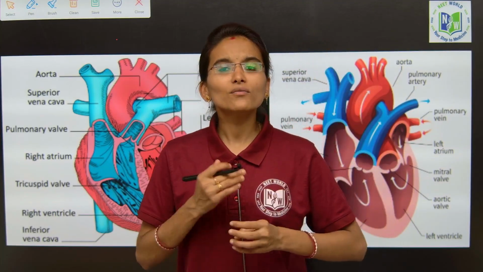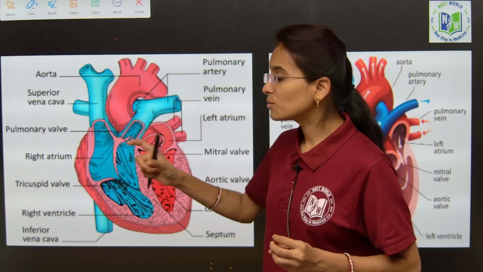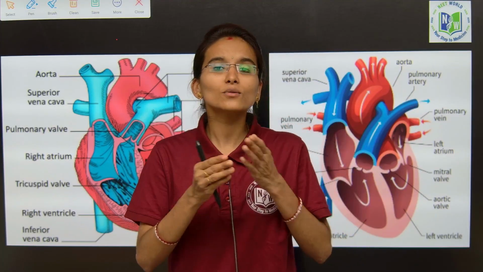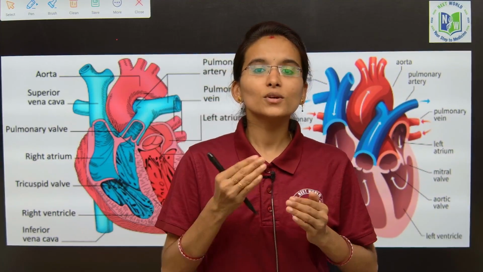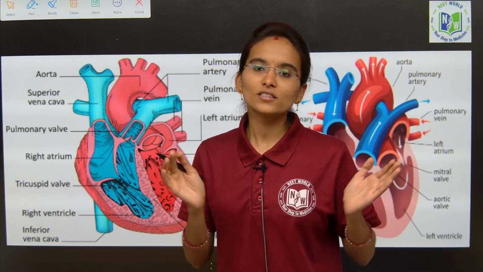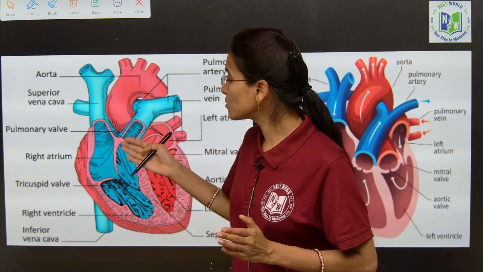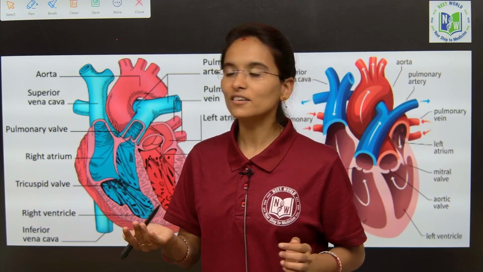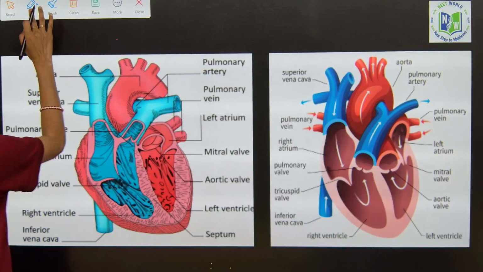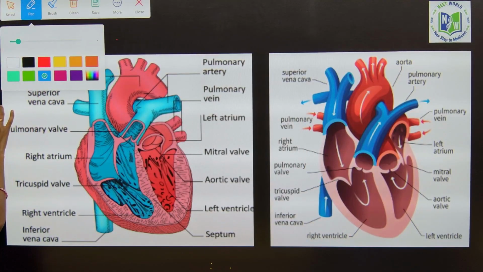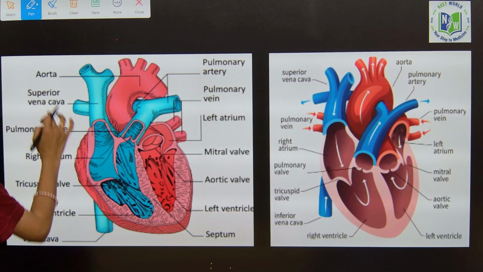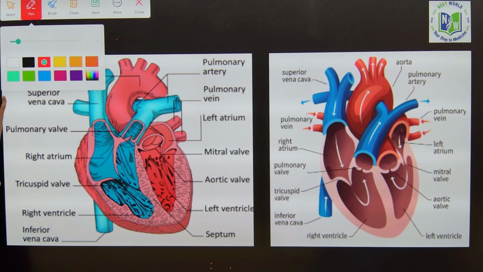Now we will see how it receives the blood, how it pumps, and how it gives the blood to all the parts of the body. How it circulates the blood, that we are going to see now. Please look into these particular visuals, whatever I am going to explain here.